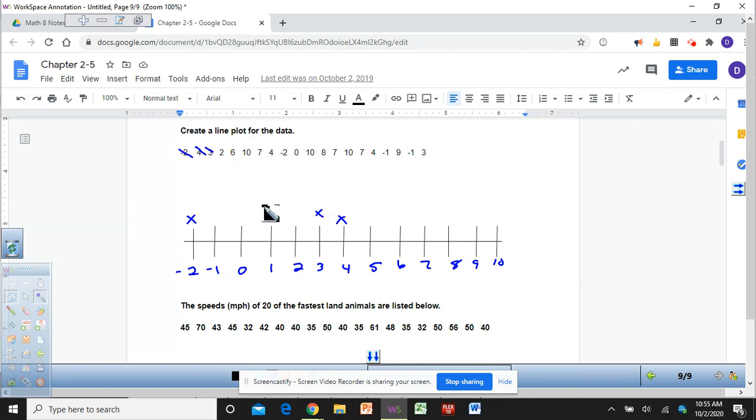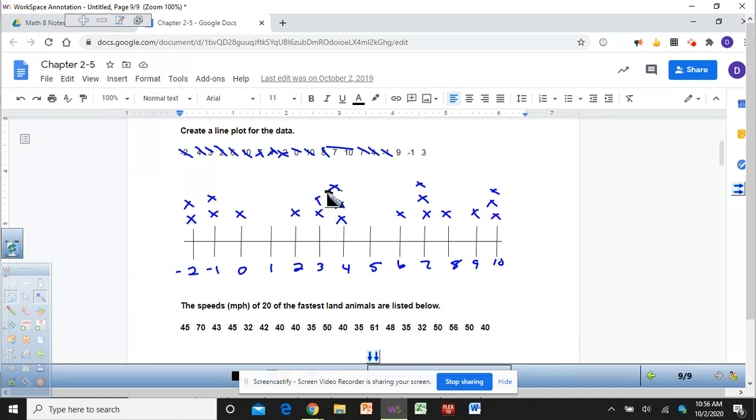3, 2, 6, and 10. So all I'm doing right now is going through all these and putting X's, or you can put dots. It doesn't matter as long as you're putting something. You can put a triangle, something that marks that there's something there. That's all I'm doing right now, making sure I go through all these.